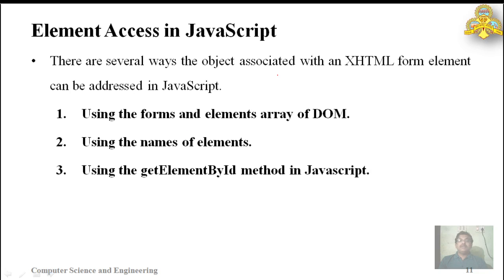So there are several ways, only these three ways. I can access elements by using JavaScript code in any web document. That is by using the forms and elements arrays of the DOM that are specified for a particular web page, or I can use the name of the element that is specified with each and every element. Using the name I can make some changes, or I can use the getElementById method in JavaScript.